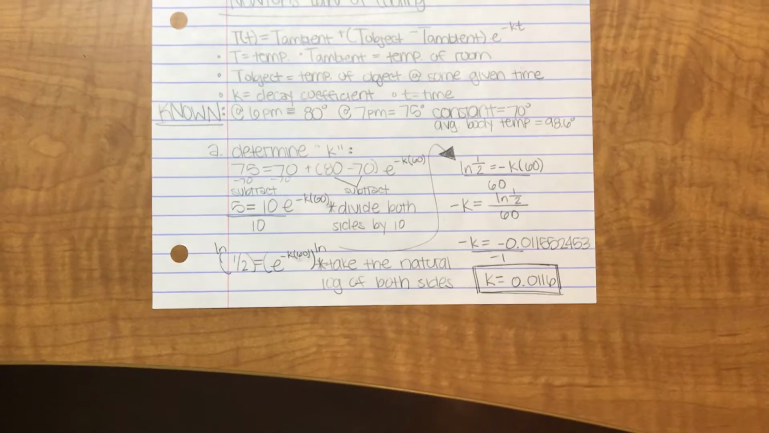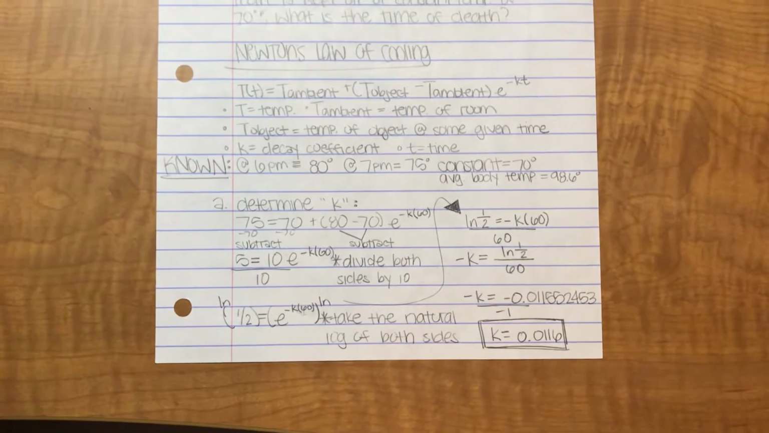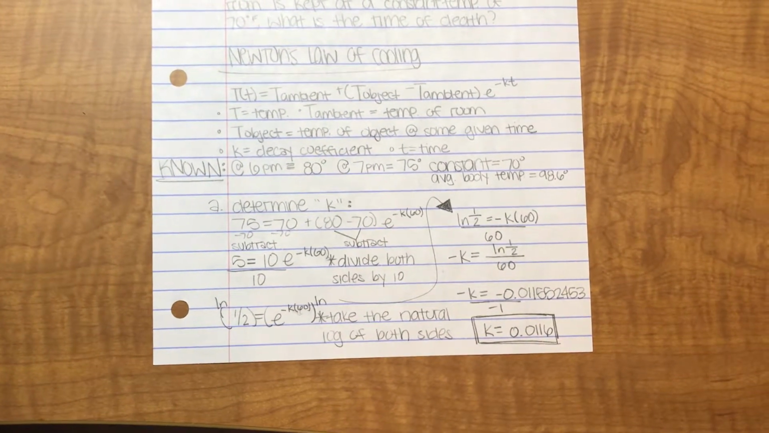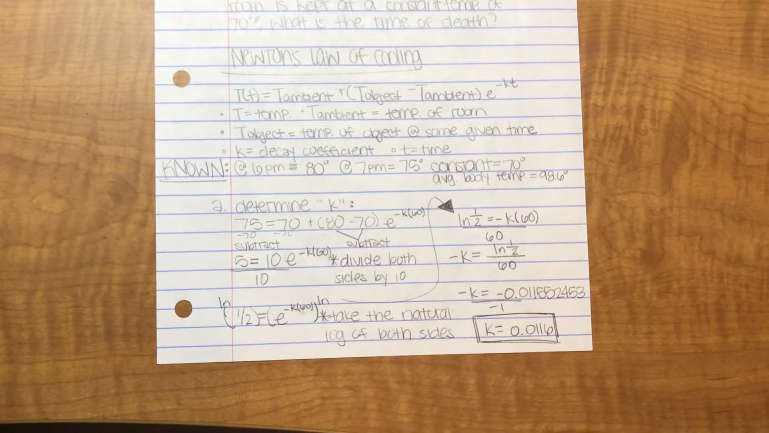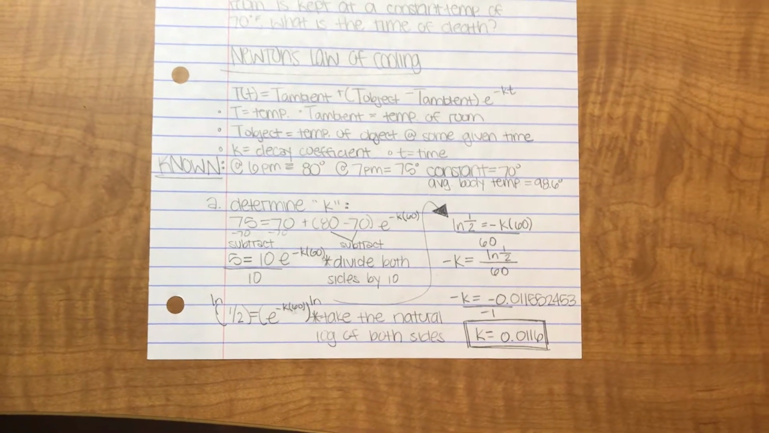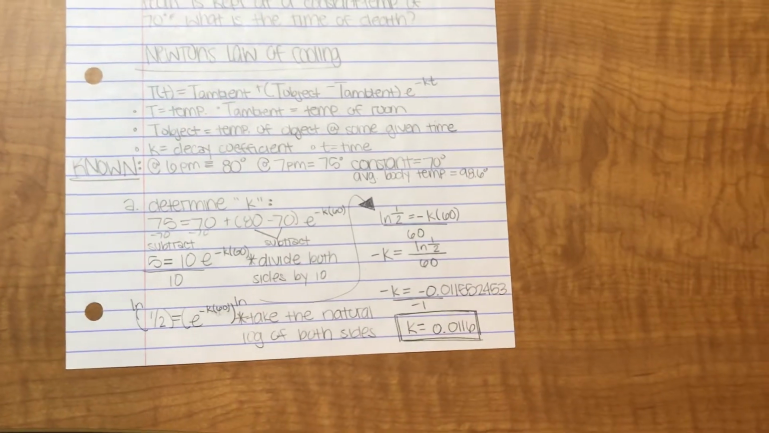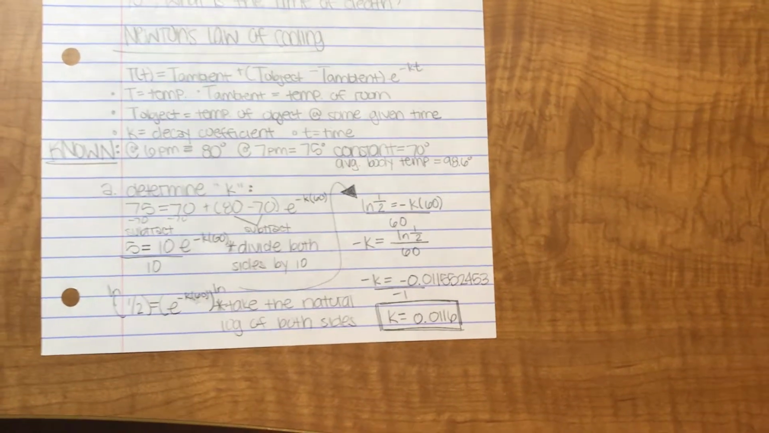I like to point out the known in problems. And what is known is at 6 p.m., the body is 80 degrees, 7 p.m., the body is 75 degrees, and the room has a constant temperature of 70 degrees. And I add in the average body temperature of a human is 98.6 because I'm going to use that eventually.